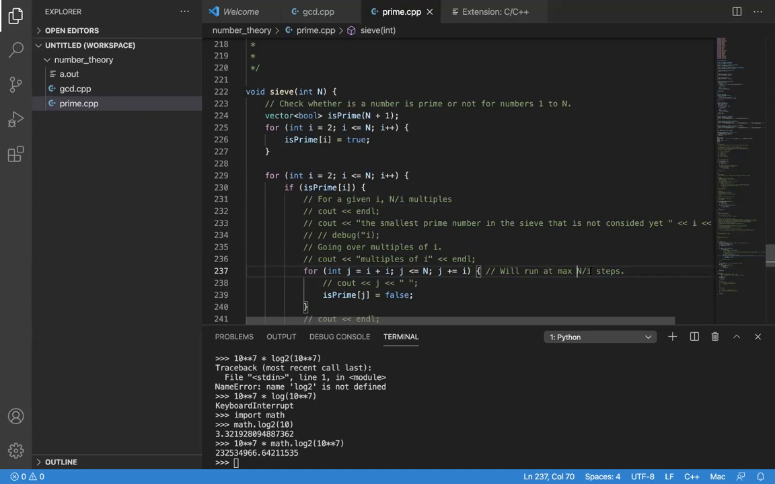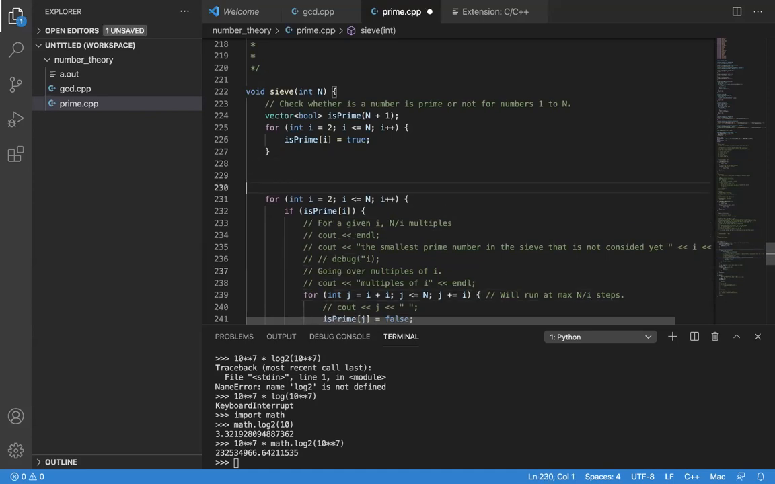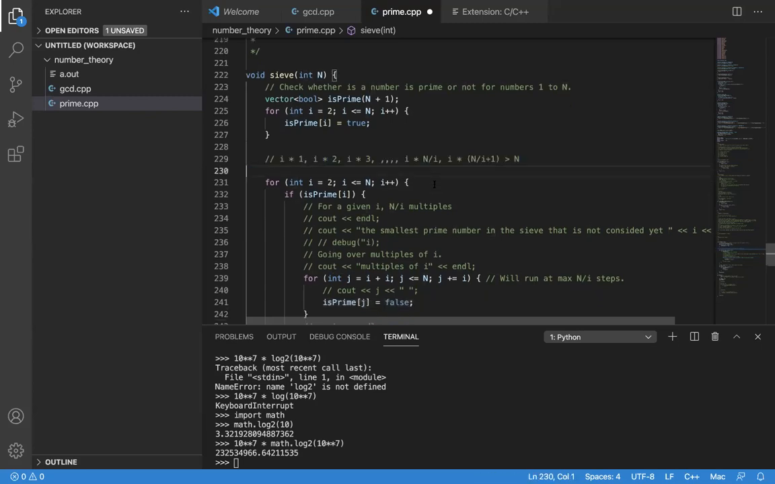Because you are going over multiples of i. So how are you going? You are going i into 1, i into 2, i into 3, till i into n by i, which is the largest number. If you take a number larger than n by i, let's say n by i plus 1, your number will become greater than n. So you don't need to go till that point. You are going till n by i steps only.